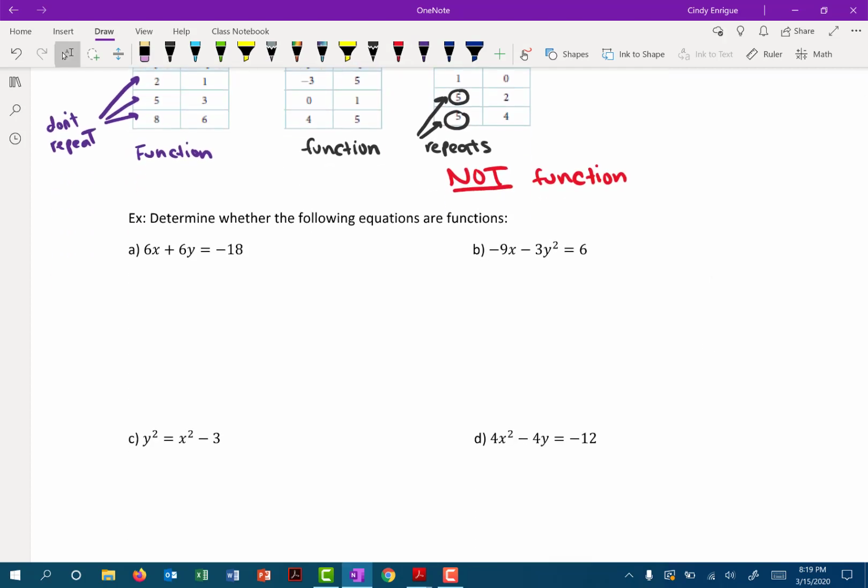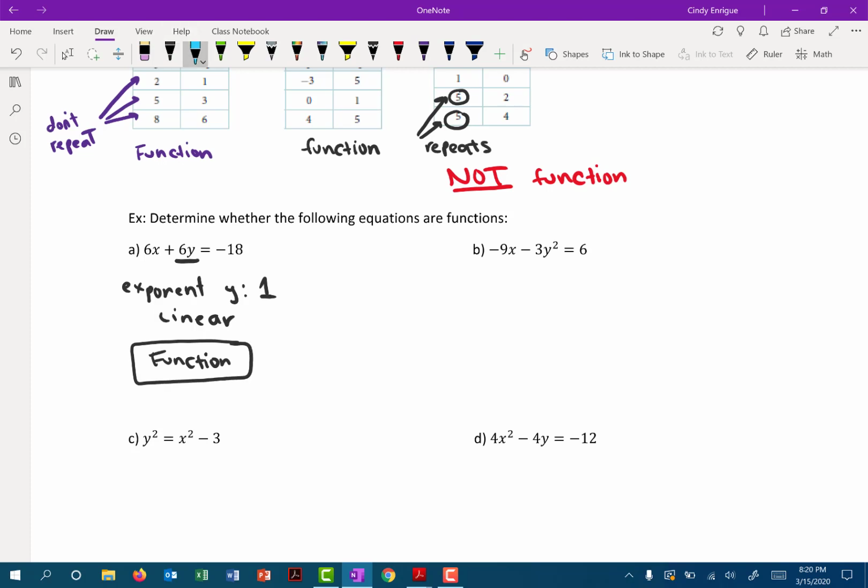Now we're going to determine whether or not things are functions looking at the equation. So really you want to pay attention to the exponent on y. So here is y. So the exponent on y is 1. This is also a linear equation. So really this is definitely going to be a function since none of our x values will be repeated.